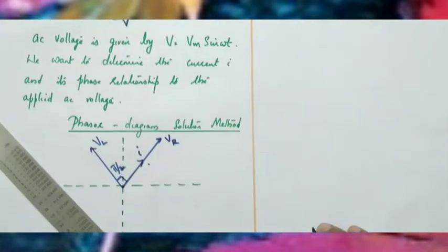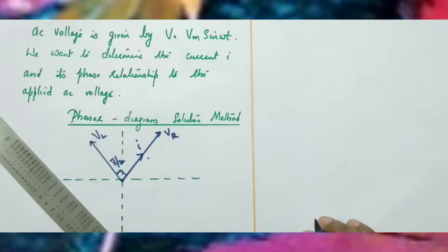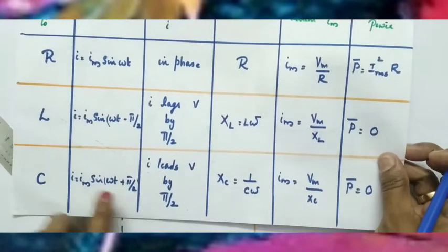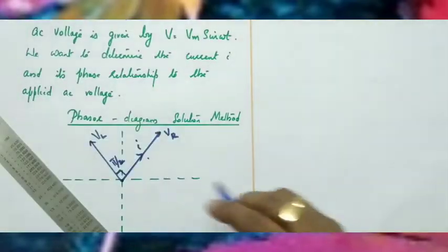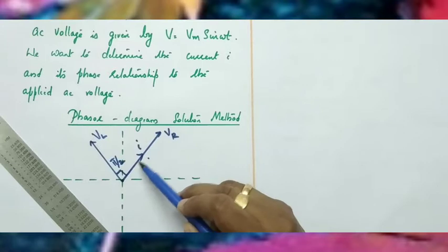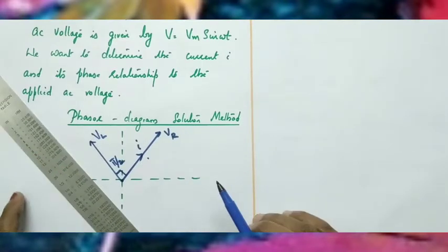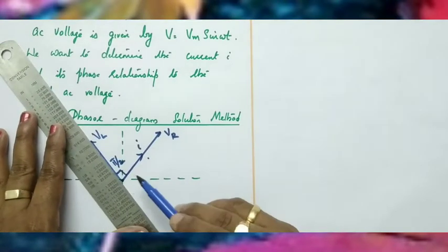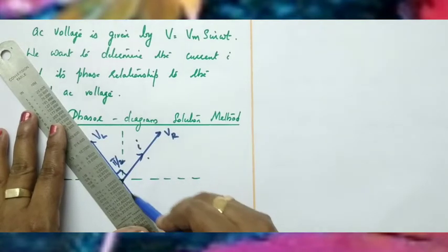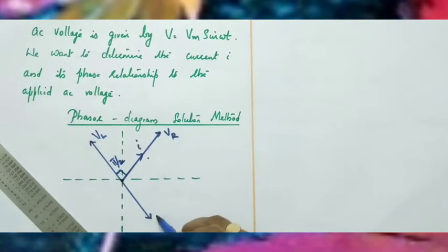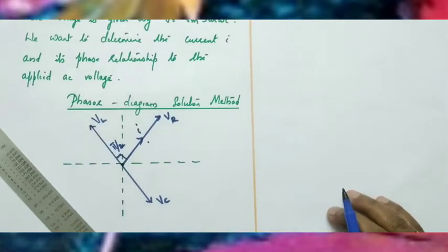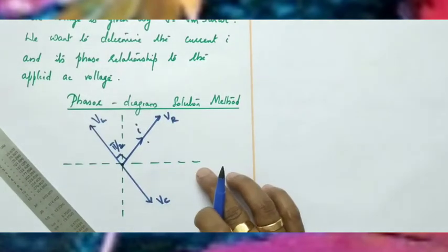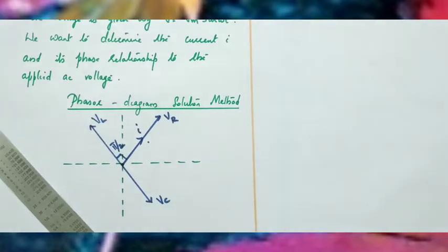Now, if AC voltage is connected to a capacitor, we know that current leads voltage by an angle pi by 2. In that case also the current remains the same. This is the phasor representing current. Now, how will you draw the voltage across the capacitor? Current leads, that means voltage lags. So, this is the voltage across the capacitor. This is the phasor representing AC voltage connected to a series LCR.